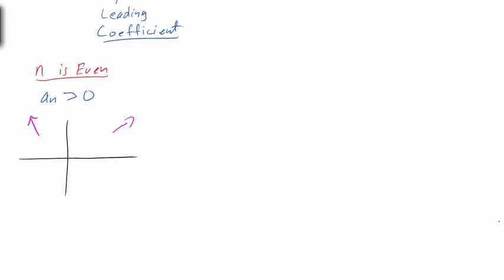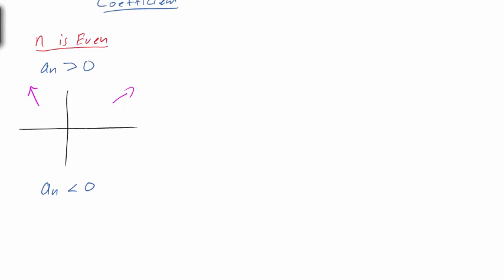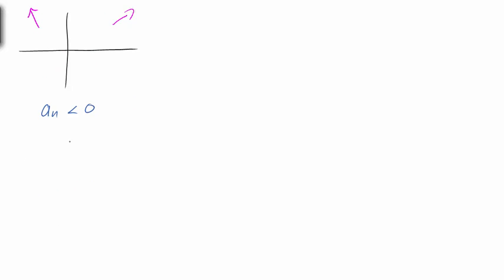Okay? Now, if n is even and the leading coefficient is less than 0, which means it's going to be negative, then that means your graph, instead of going up to the left and up to the right, the far ends are going to be pointing down to the left and down to the right. Or you may say the graph falls to the left and falls to the right.